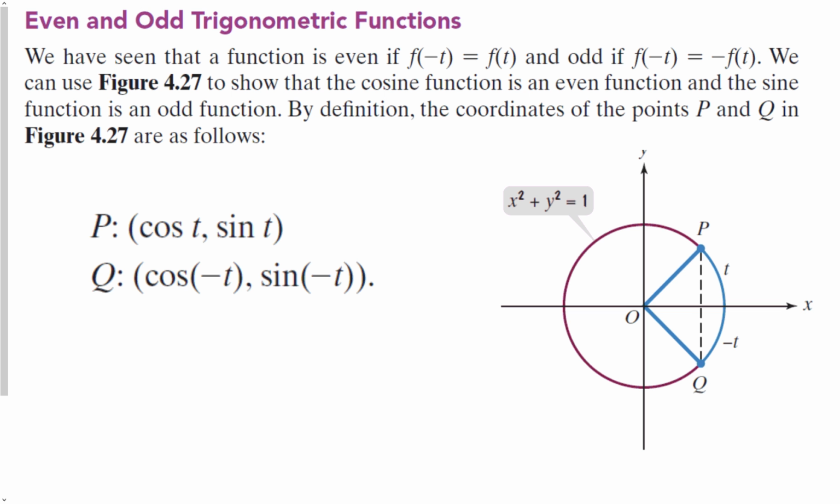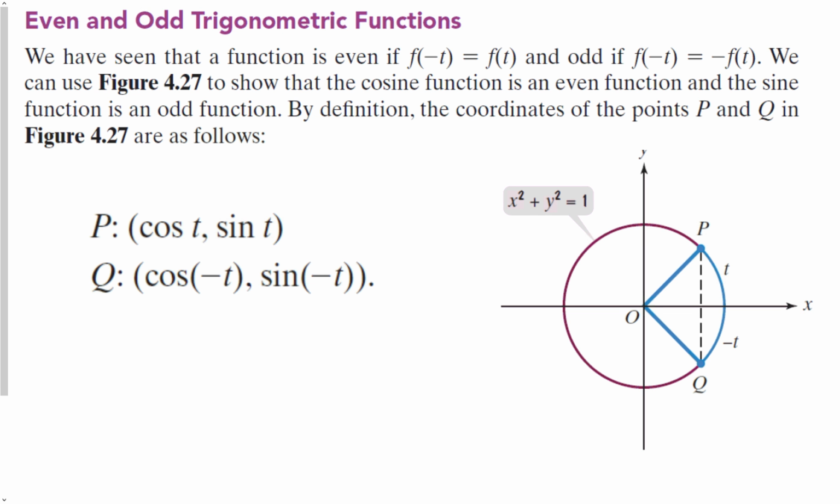Let's start talking about some other identities. All right. So we have some definitions, even and odd. A function is even when you plug in a negative number and you go back to where you started, if f of negative t is the same as f of t. And it's odd if f of negative t is equal to negative f of t.